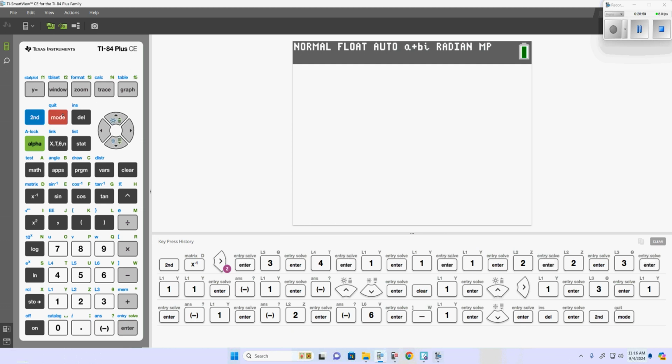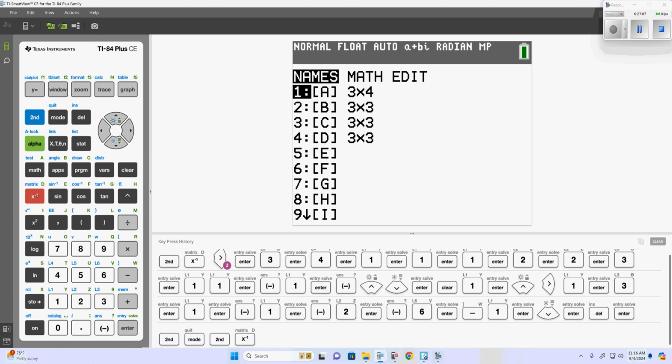Second mode, second quit. So second and the button right next to it. Second quit, once you get it all typed in. So this brought us back to the home screen, okay? All right, second matrix. We're going to go second matrix again. Second x -1. You're good? No. Did you get it all typed in?